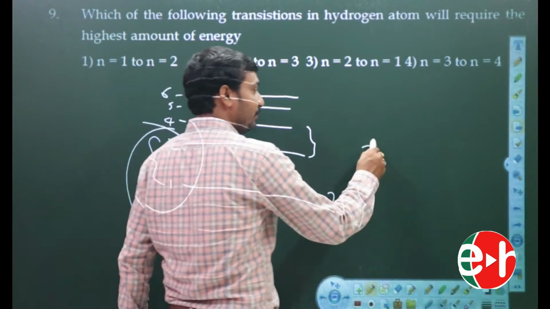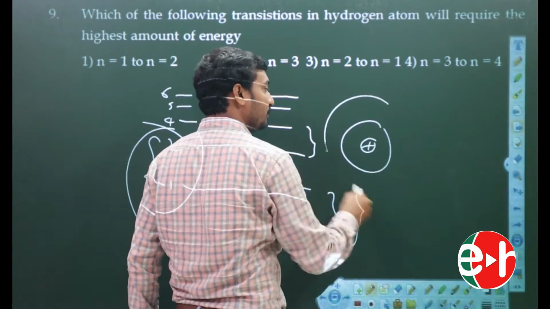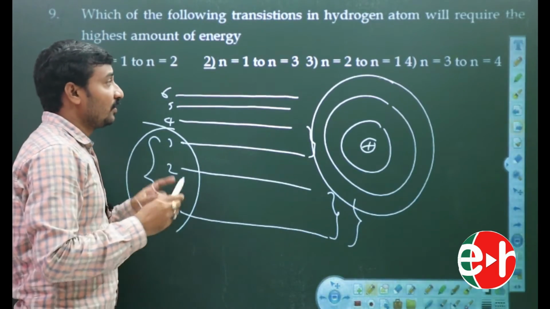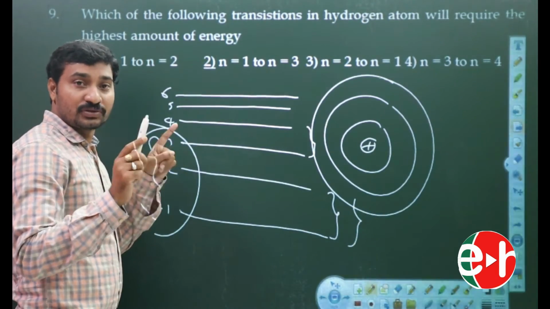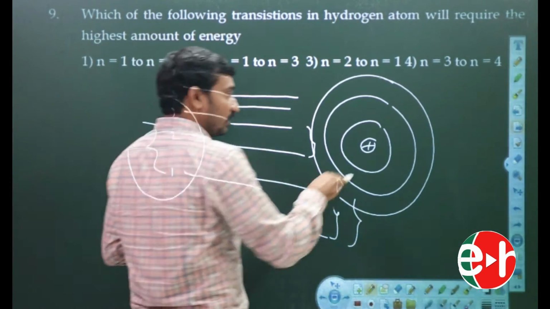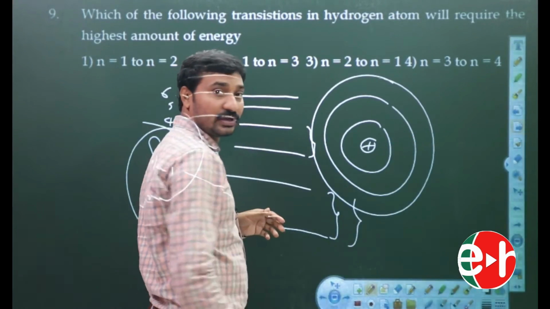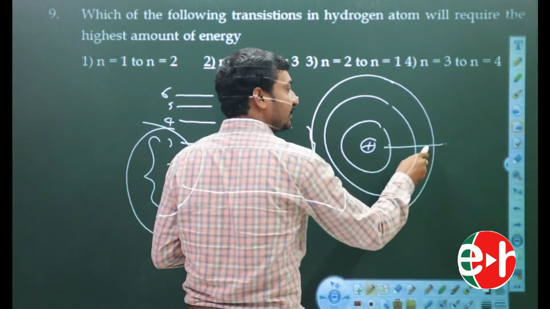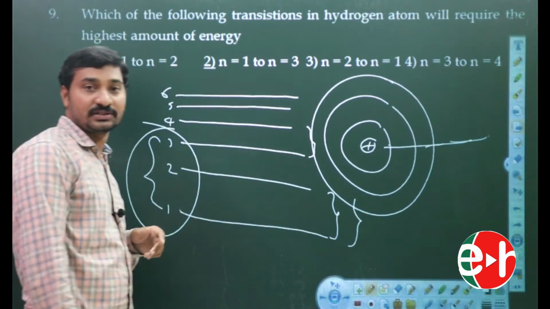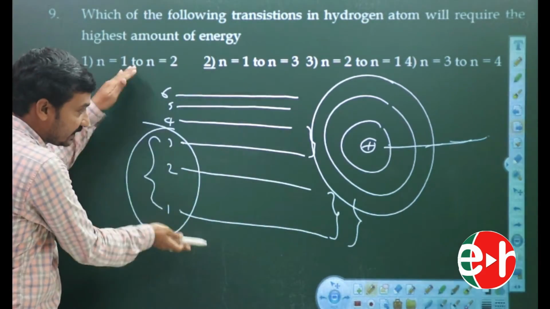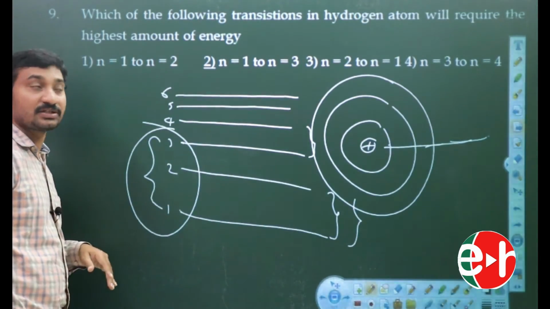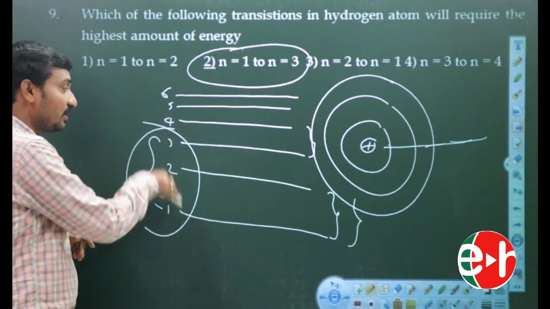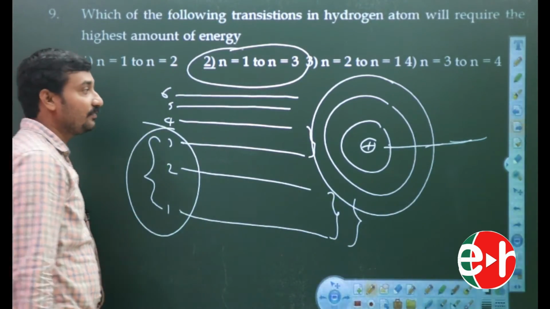Why? Because we know Bohr's orbit, we already discussed in Bohr's atomic model, if N value increases, then the energy of the orbit increases. 1 2 3 increases, the energy also increases. Okay, that means here the energy gap increases, then the energy also increases. Where is the energy gap more? 1 to 3. Hence this is the right answer, 3 to 1. Okay, next one.